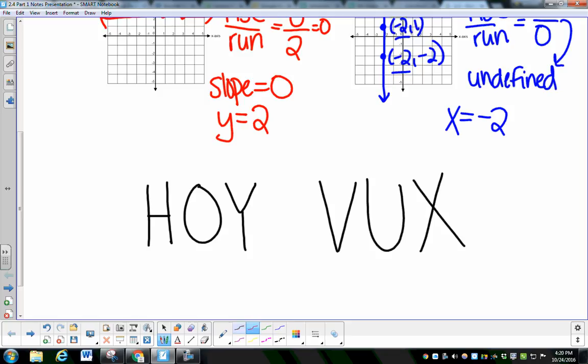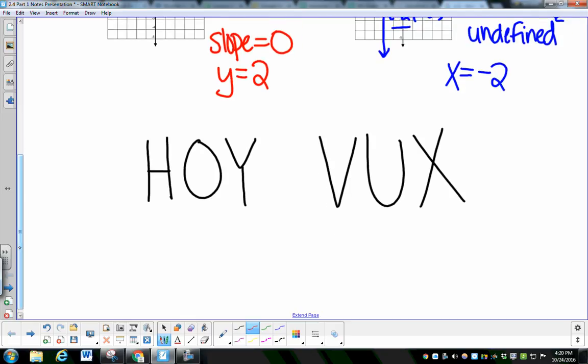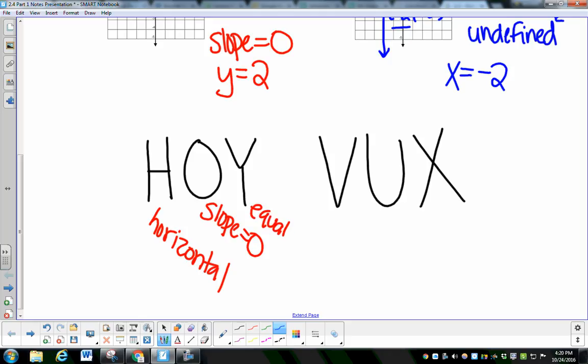So here's what these letters mean. The H in HOI stands for horizontal. Horizontal line, straight across. The O in HOI is actually not an O, it's a 0. So it means that the slope is 0. And the Y in HOI means that the equation is in the form y equals some number. It depends on where it hits the y-axis. So HOI: horizontal lines have a slope of 0, and the y means that the equation looks like y equals some number.